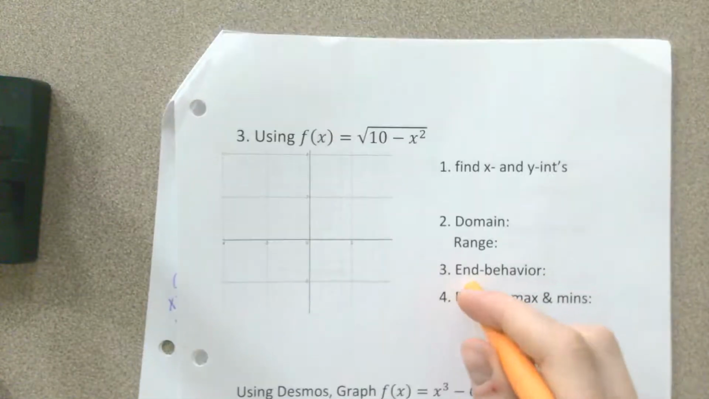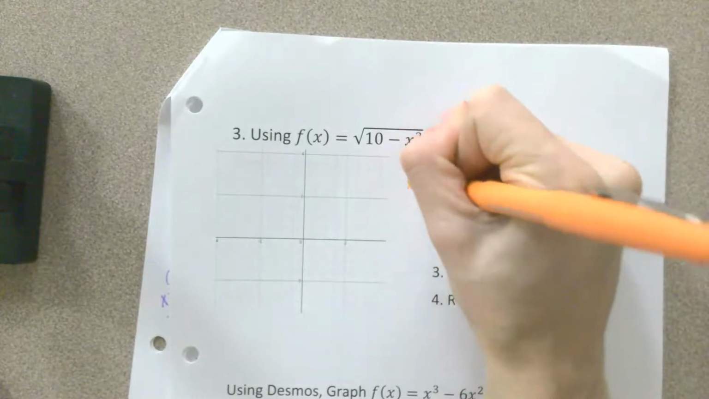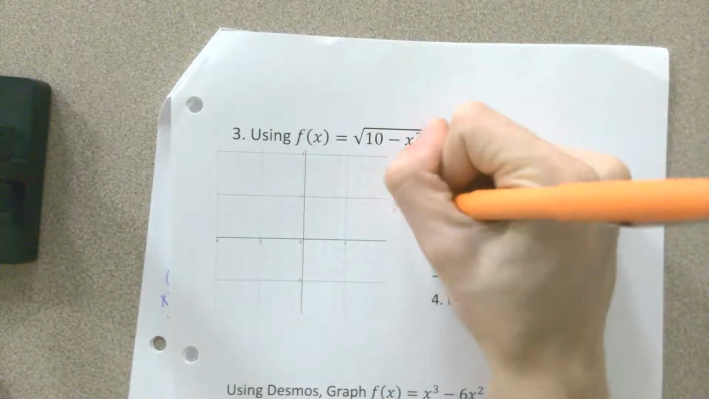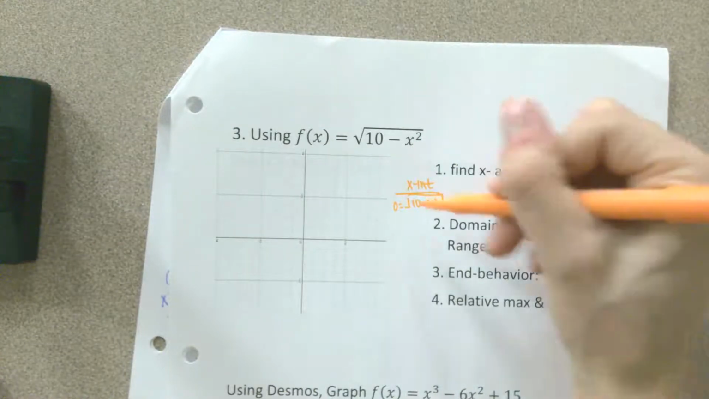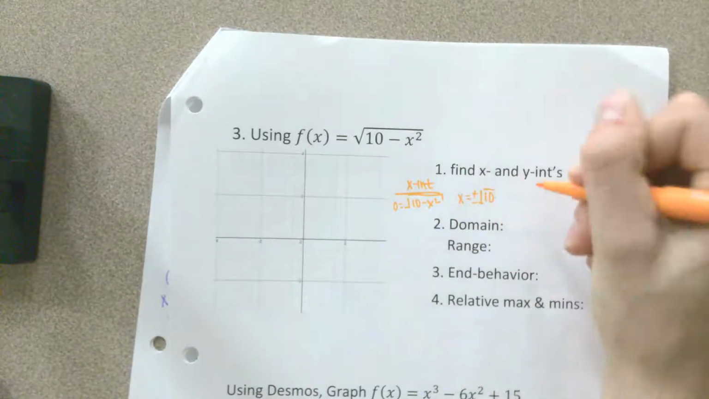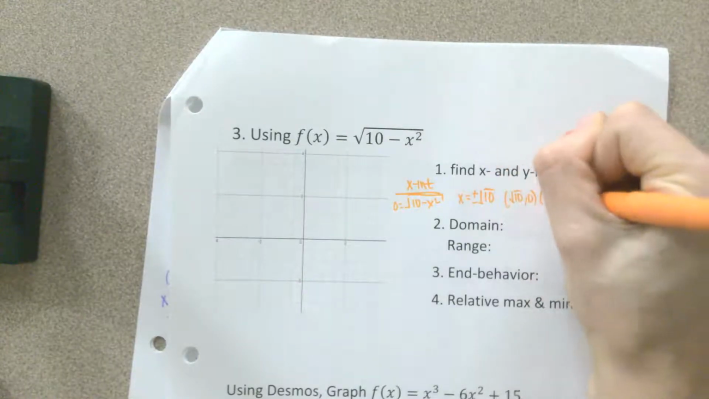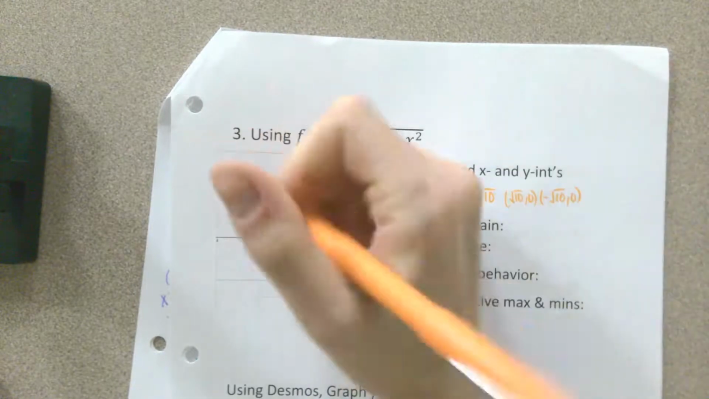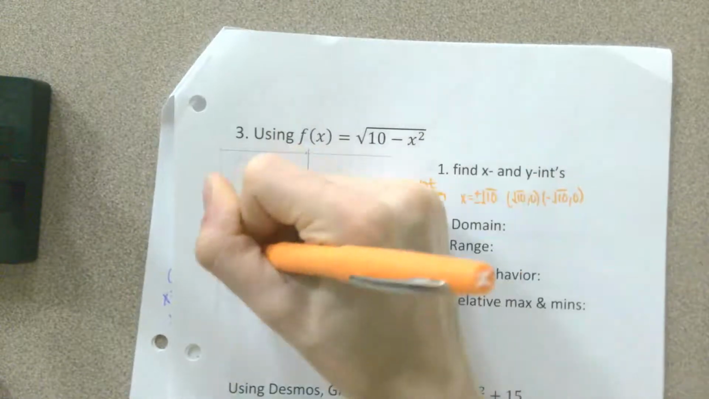Using f of x equals the square root of 10 minus x squared, find the x and y intercepts. Once again, we set 0 in for x, so for the x-intercepts we have 0 equaling the square root of 10 minus x squared. You guys should know how to do this right now. We get plus and minus the square root of 10. So our x-intercepts are square root 10 comma 0, negative square root 10 comma 0. So let's just say that's here, square root 10, negative square root 10.